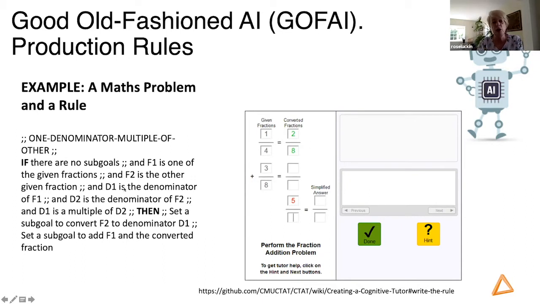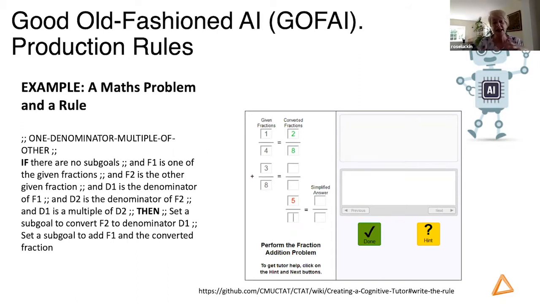In order to describe what should happen at one moment in time, we end up with quite a complex rule there. So we have this, if there are no subgoals and F1 is one of the given fractions and F2 is the other given fraction and D1 is the denominator of F1 and D2 is the denominator of F2 and D1 is a multiple of D2, then set a subgoal to convert F2 to denominator D1 and set a subgoal to add F1 and the converted fraction. Now, that's a very long rule for a very small move in arithmetic.